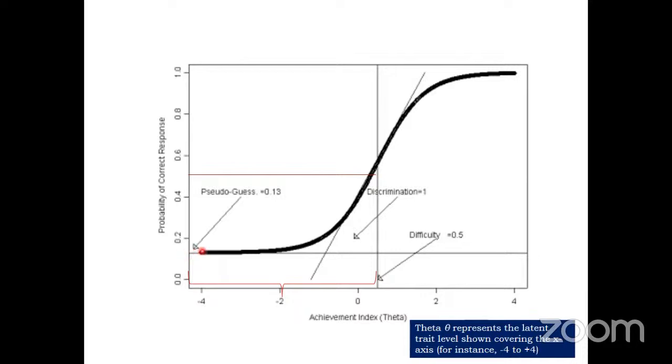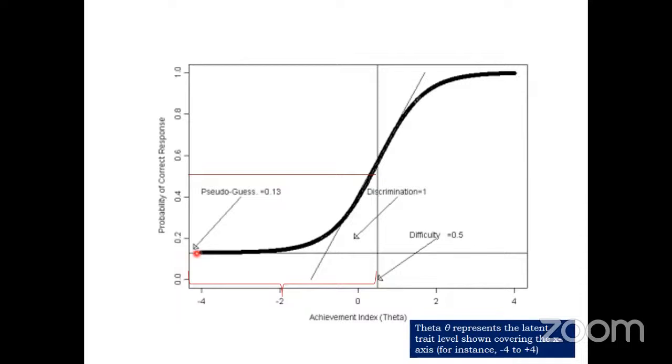So it means that all those people answering this question who have a very low trait level, ideally they should not have been able to answer this item correctly. But we are seeing that even those with a very low trait level have almost a 13% chance of answering the item correctly without knowing, just by randomly guessing.